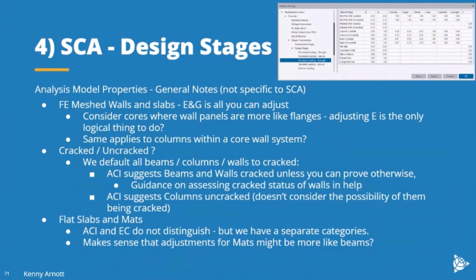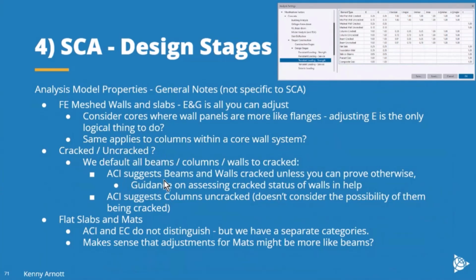a stiffness. The stiffness adjustment in terms of second order effects for overall sway would be hardly adjusted at all, because you're not changing the A's, which is the kind of the flange of this interconnected section. So it's always made sense to me that it should be E that you adjust in that situation. Then we come on to this cracked and uncracked.